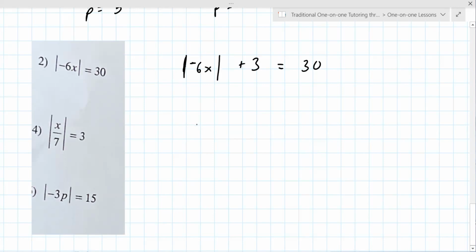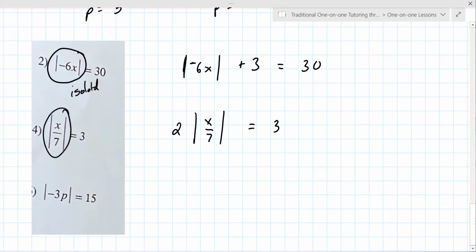The second one here doesn't have a number on the outside of it. Okay. Yeah. They're all what I would call isolated, isolated, and isolated. Okay, so keep that in mind here. We're actually going to do 10 first.